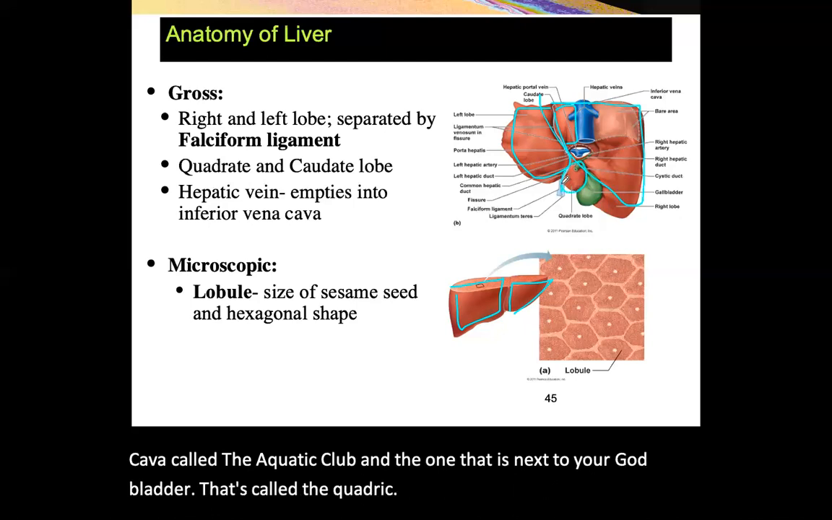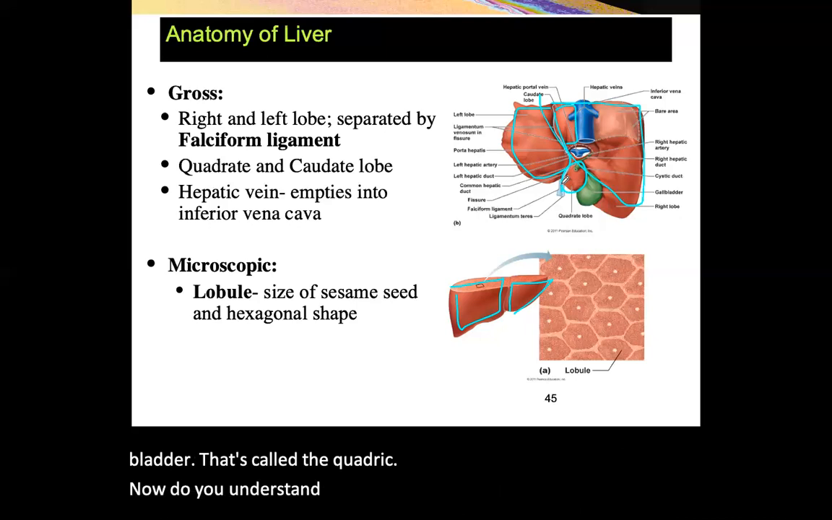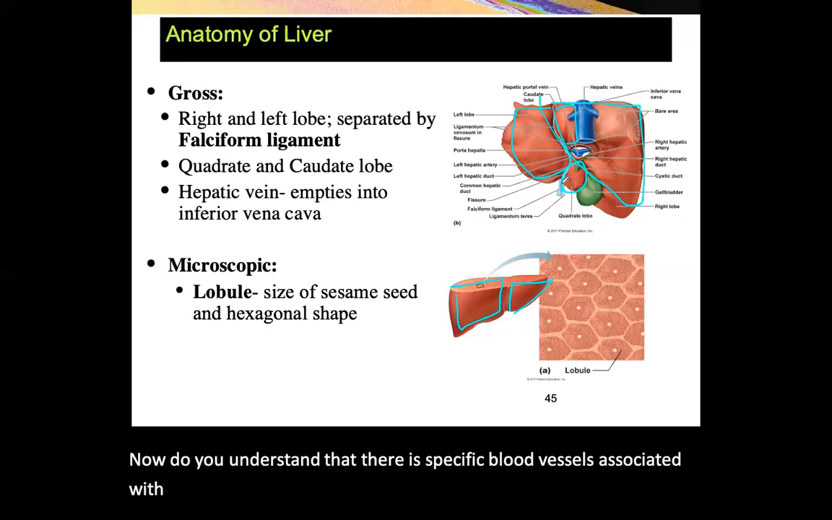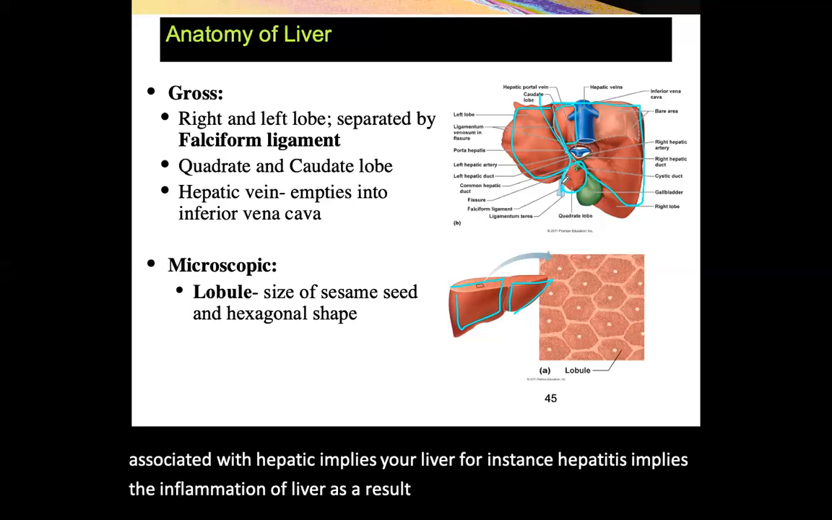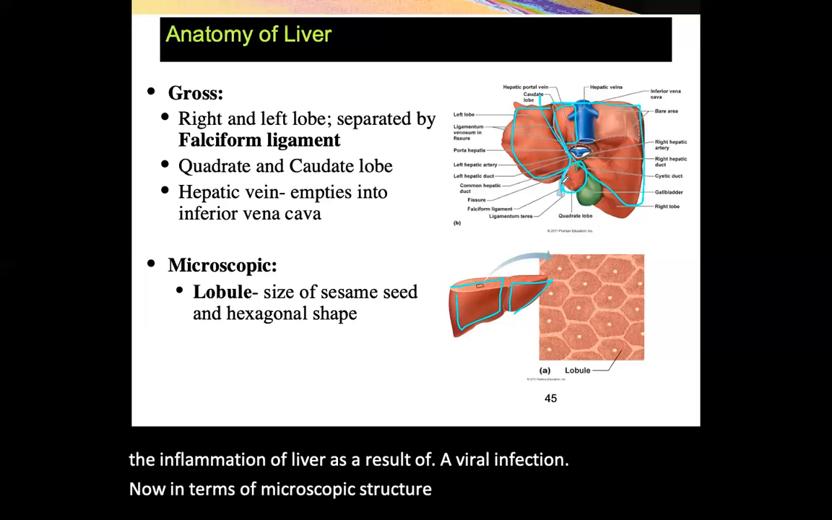Now, do understand that there are specific blood vessels associated with the liver. Anytime you hear the word hepatic or anything associated with hepatic, it implies your liver. For instance, hepatitis implies the inflammation of the liver as a result of a viral infection.